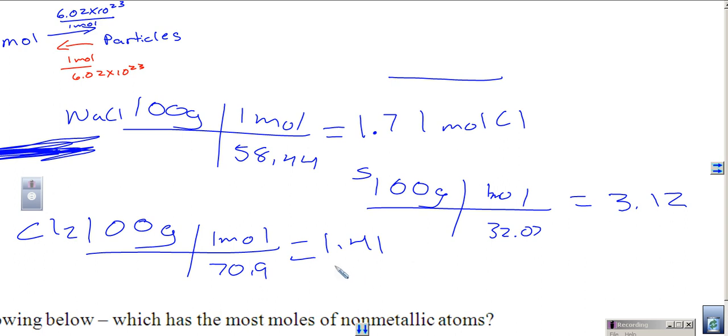What about this one? What do I have to do special to this one? Multiply by 2. Because think about it.